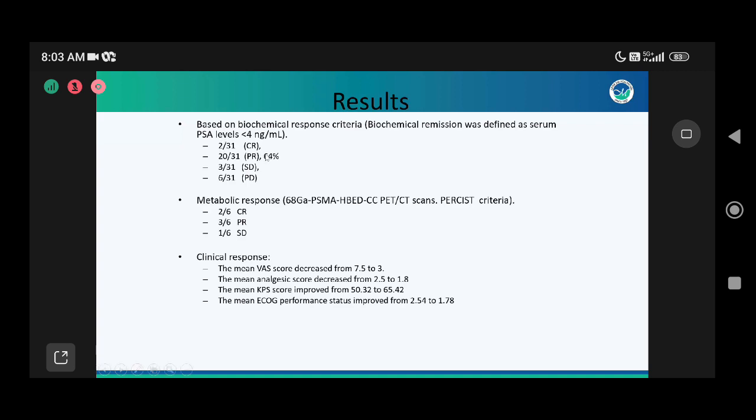These two had a low tumor burden, with only visceral metastasis and oligo bone metastases. Other cases, 20 out of 31, had partial responses, which is around 65% of cases, just above the average of 50% which was published in the previous study. Among the cases with progressive disease, 6 out of 31 had excessive tumor burden with involvement of almost all the bones.